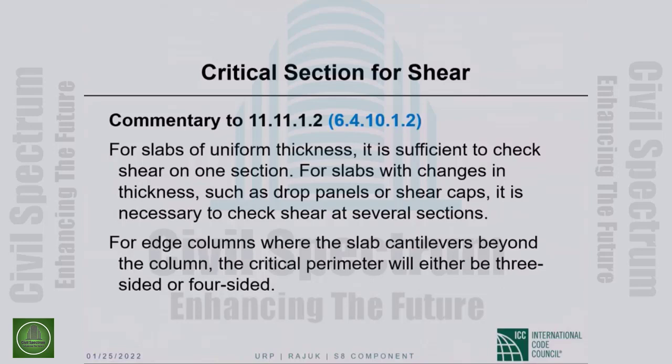For slabs with changes in thickness, such as drop panels or shear caps, it is necessary to check shear at several sections, as we just discussed. For edge columns, where the slab cantilevers beyond the column, the critical perimeter will either be three-sided or four-sided. This is kind of an interesting situation. So for edge columns where the slab cantilevers beyond the edge, if the slab does not go beyond the edge, then we have a three-faced critical section, as I already showed you. The free face does not have shear on it.